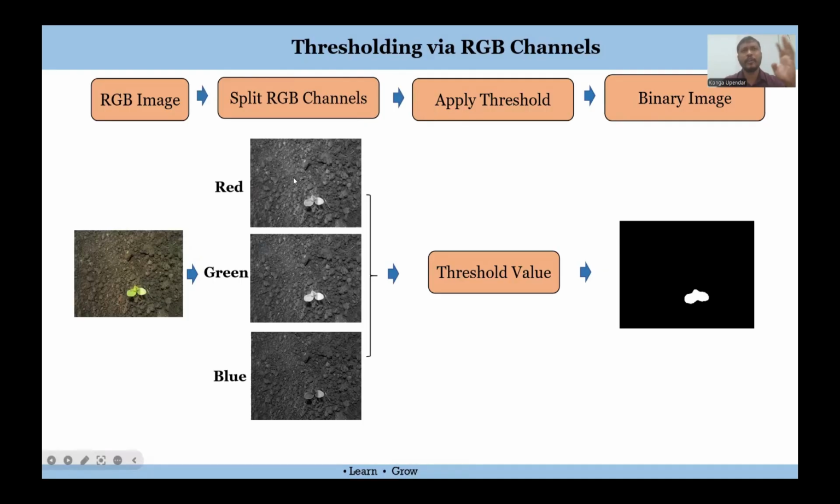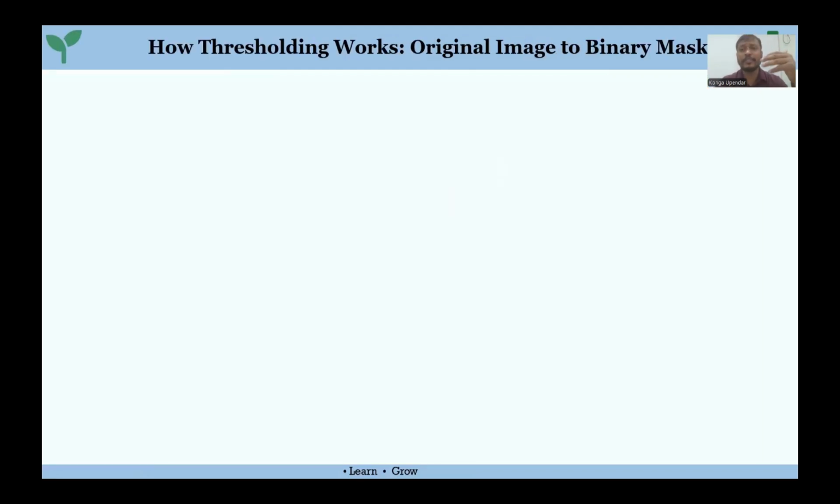In Python we have only one line of code to convert the RGB into HSV. We can convert the RGB into the Lab color model. We can convert the RGB into YCrCb also. In any color model we can use image thresholding. Please understand that. Now we will see how thresholding works internally.